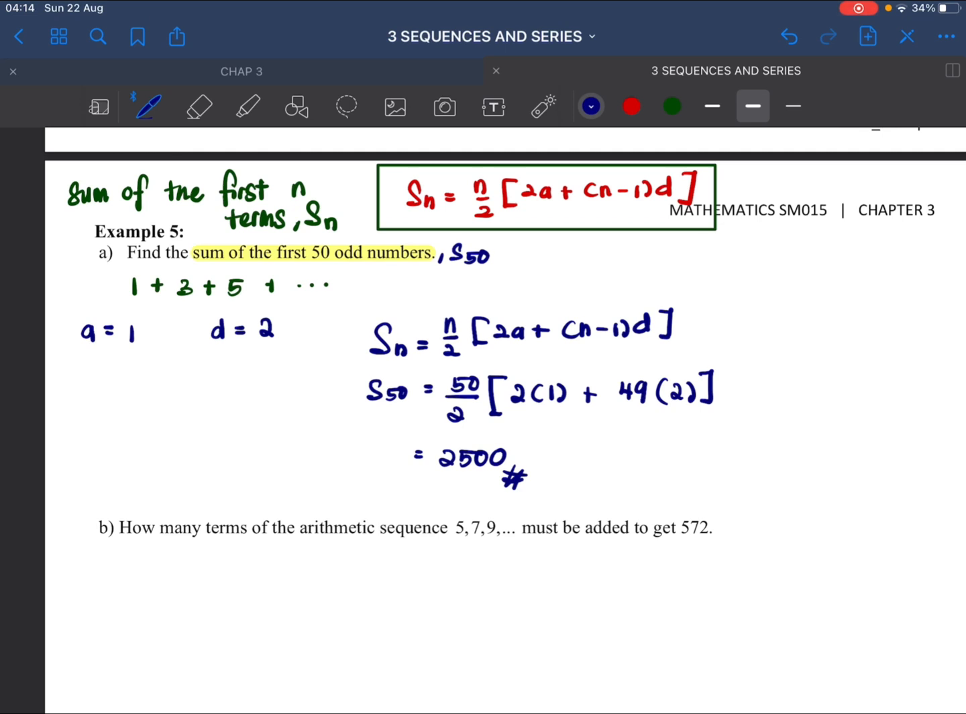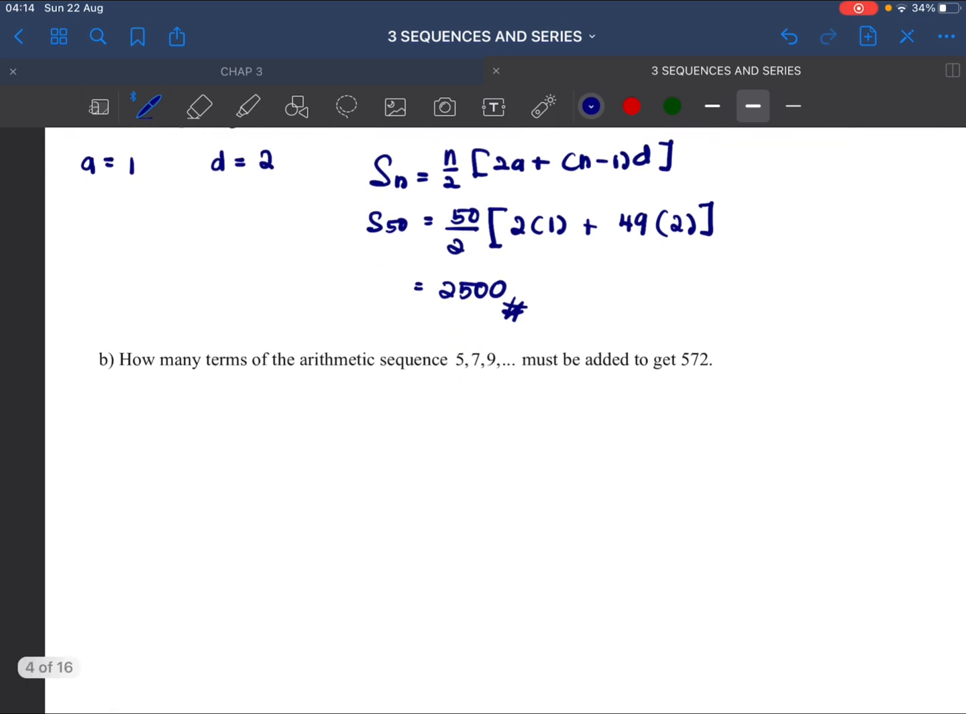Okay, so next, question B. The question asks for how many terms. Keyword: how many terms. So what are we going to find? Are we going to find Sn? Nope. Are we going to find Tn? Nope. We are going to find n. Okay, n saja yang kita akan cari.